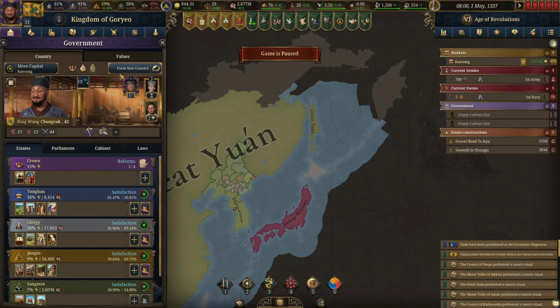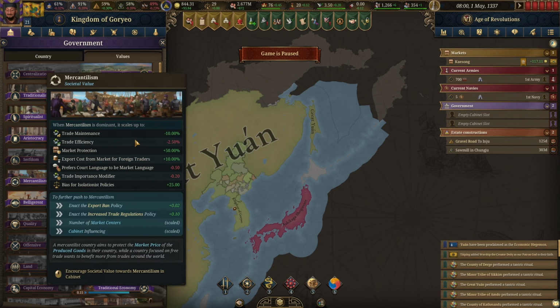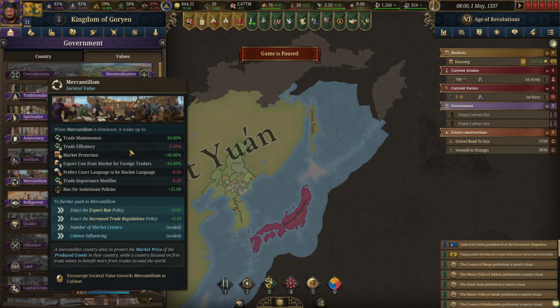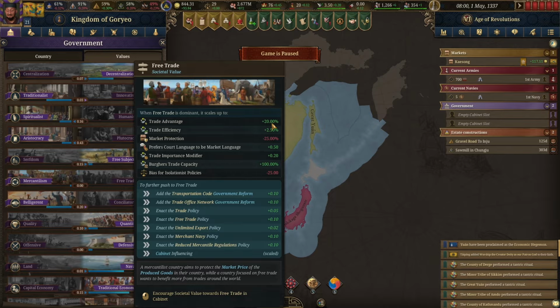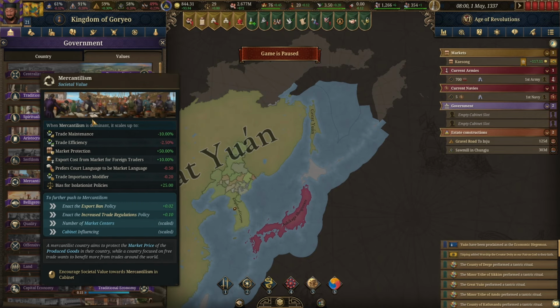To sum it up, I think I prefer mercantilism to free trade. When it comes to reforms, mercantilism is just flat out better. When it comes to the stats, free trade is better because it increases the trade advantage and the trade efficiency, I feel, whereas mercantilism decreases the amount of money you make from trade and doesn't give any bonus to trade advantage, only reduces the cost of trading.